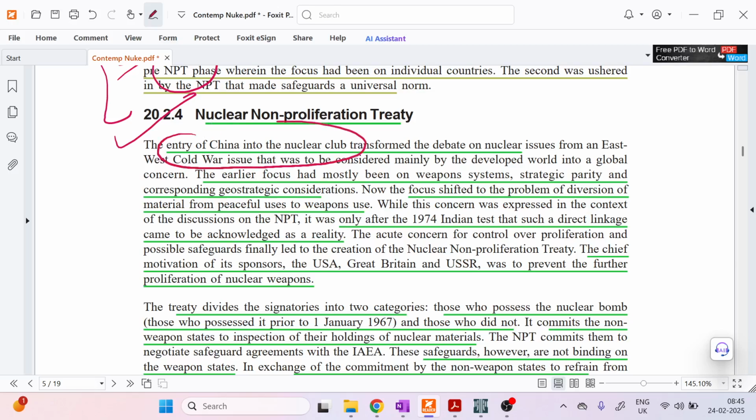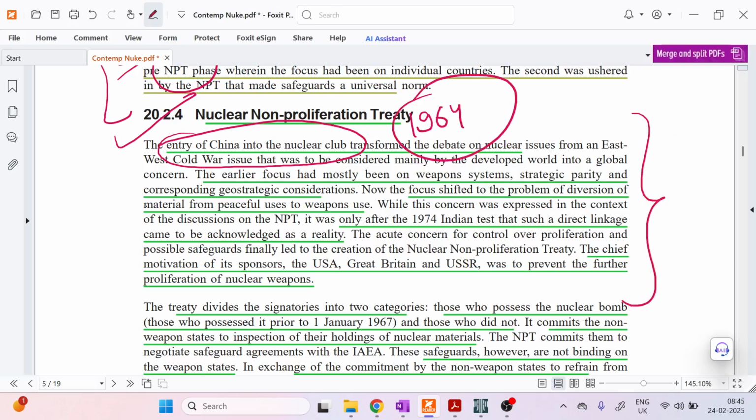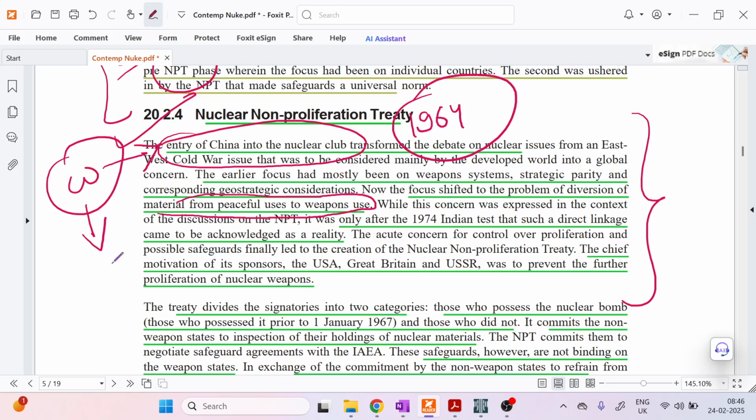When China entered the nuclear club in 1964, this entry shifted the debate from West versus East to the problem of diversion of material from peaceful to weapons use. The meaning of this is that before the entry of China, it was believed that only the Western powers could develop nuclear bombs on their own, and the Eastern countries, these third world countries, were not seen as capable of building any bomb or developing any technology on their own.